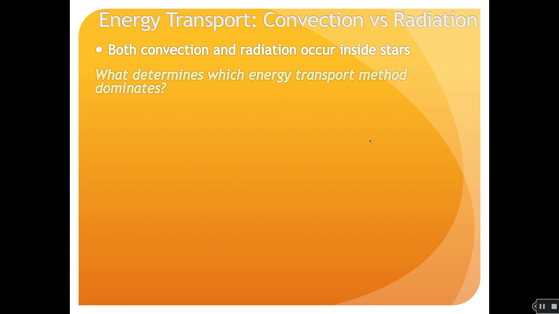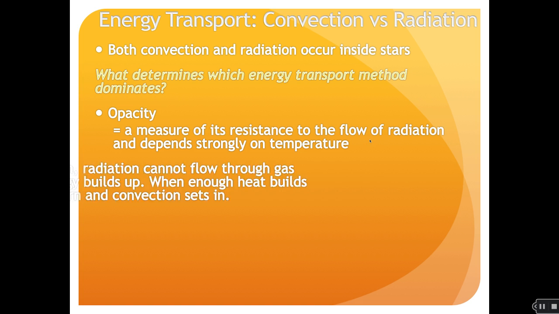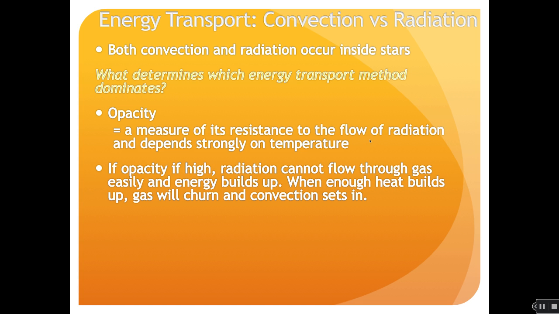But we also have convection. And to decide which one of those is going to dominate, we need to think about, well, what is going to prevent you from having radiation moving? And it's basically the opacity. How opaque is your material? If the material is opaque, it stops the radiation from flowing. So opacity is just a measure of the resistance of the flow of radiation, and it's very temperature dependent.